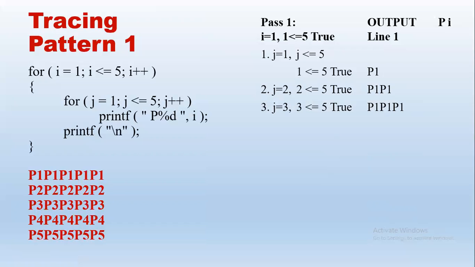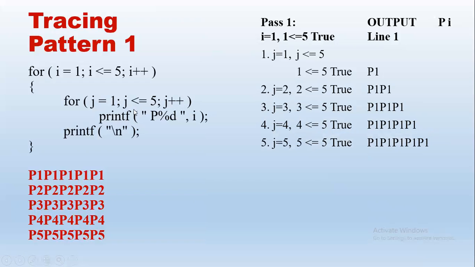Then J is 3. P1 is printed a third time in line 1. So 3 is less than or equal to 5, condition true. P1 is printed 3 times for 3 executions of J, and I is just 1 execution. So that is pass 1. J has executed 3 times now. Then we have J equal to 4. So when J is 4, print Pi, that is P1 a fourth time. So in the first row, we are printing P1 4 times. Then J becomes 5. 5 is less than or equal to 5. Print Pi, that is P1. P1 is printed 5 times.